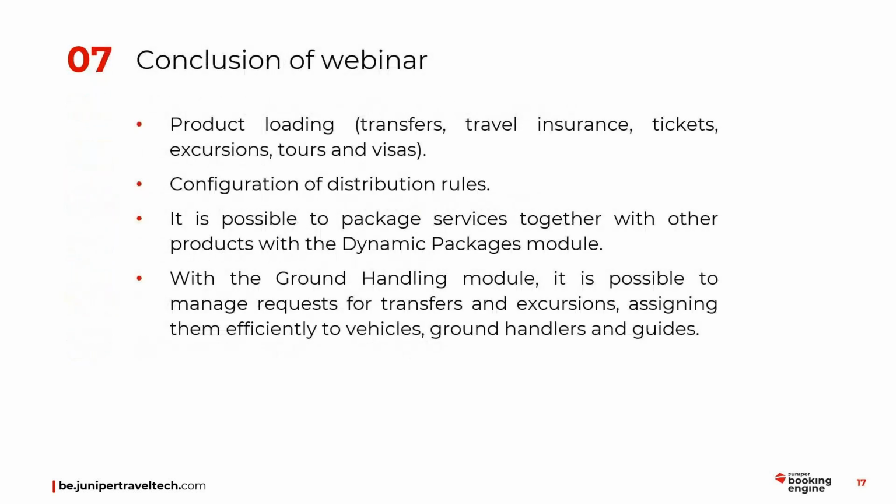So thanks to the Juniper Ground Services module, you will be able to upload your contracts for transfers and manage the distribution rules that will allow you to add descriptions, images, and apply them to the purchase and sale contracts in an agile way. It is also possible to package services together with other products with the Dynamic Packages module. In addition, with the ground handling module, you can manage and organize requests for transfers, excursions, travel insurance, etc., and assign them efficiently to vehicles, ground staff, or guides, optimizing your daily operations and controlling them from a single system.